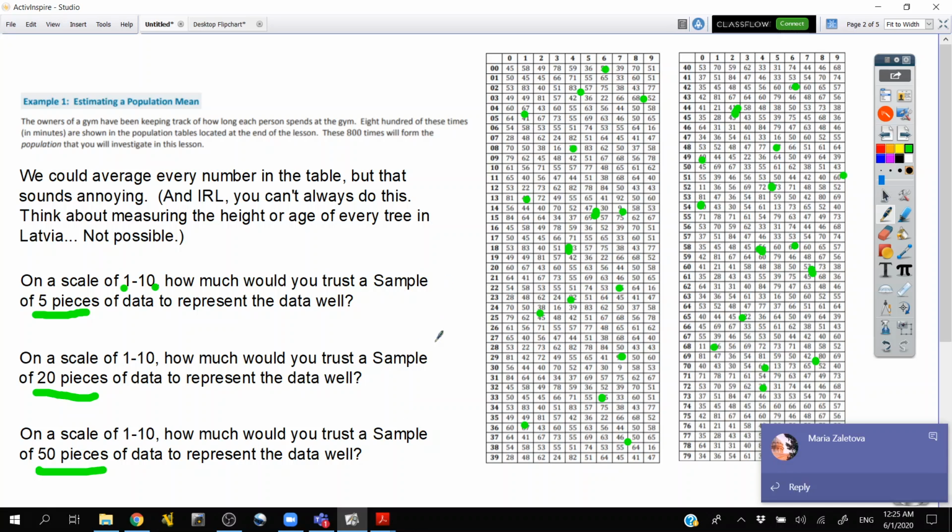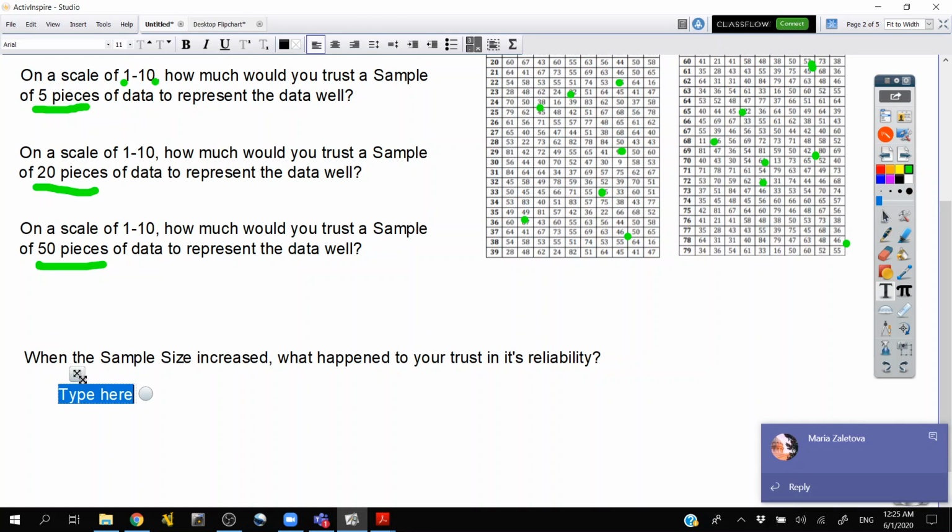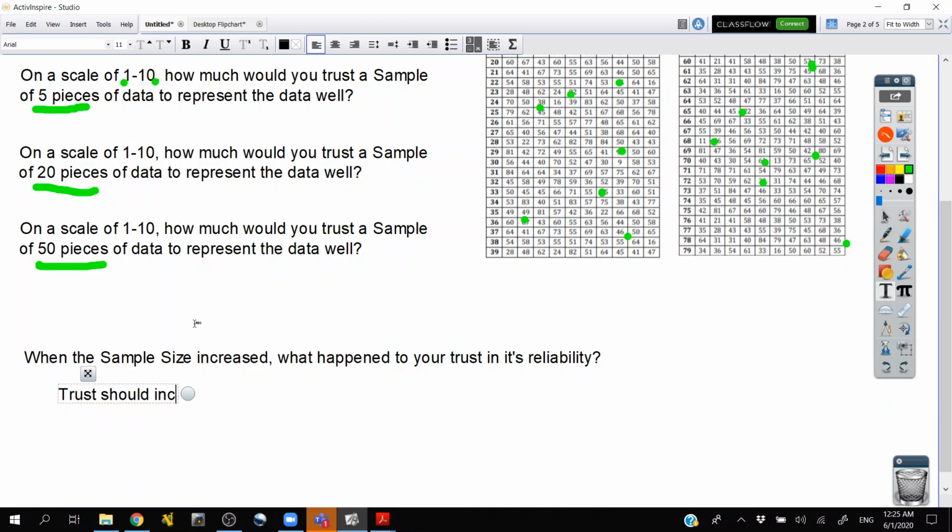And now that you have numbers for how much you trust the data, here's my real question. When the sample size increased, when it went from 5 to 20 or 20 to 50, what happened to your trust in the reliability? I hope your trust should increase with the sample size.